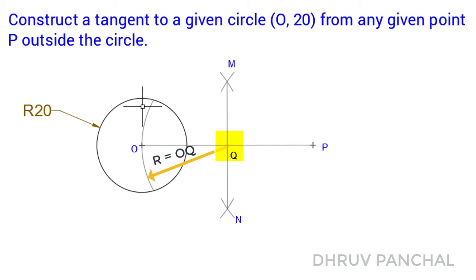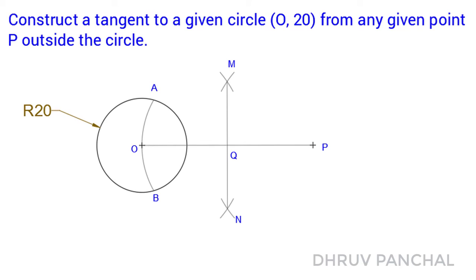Now with the help of compass, take OQ distance as a radius and from point Q as a center, draw an arc which will cut the given circle. Name the intersecting points by point A and by point B.